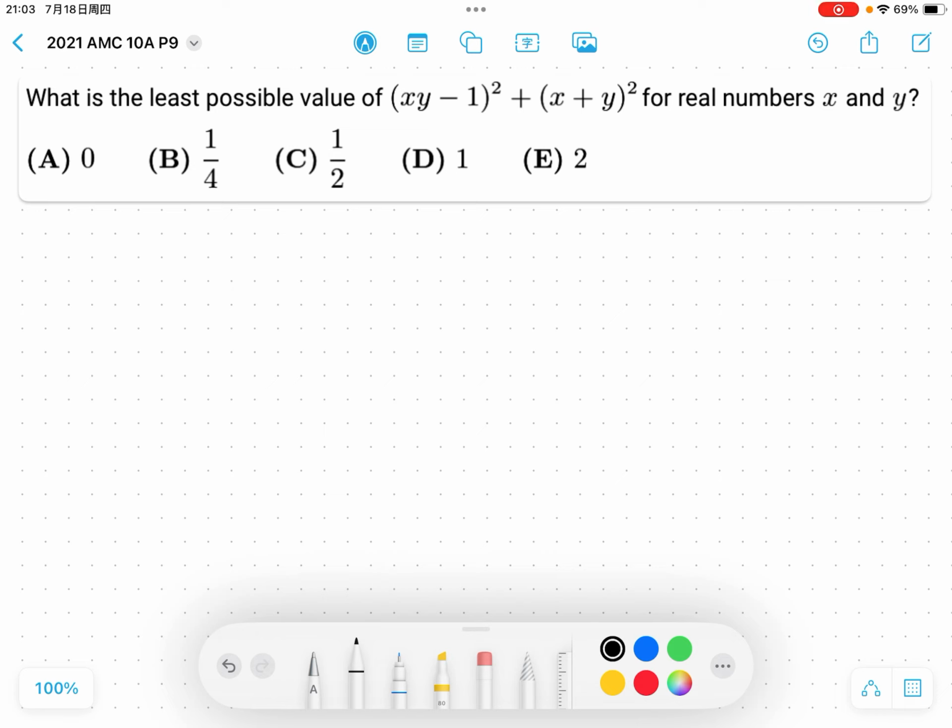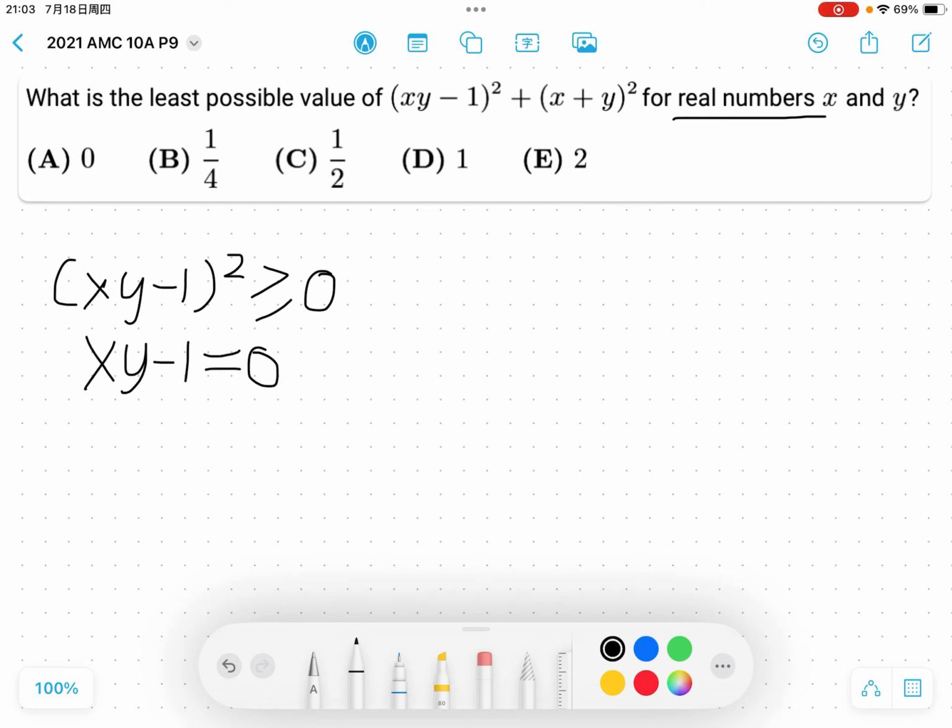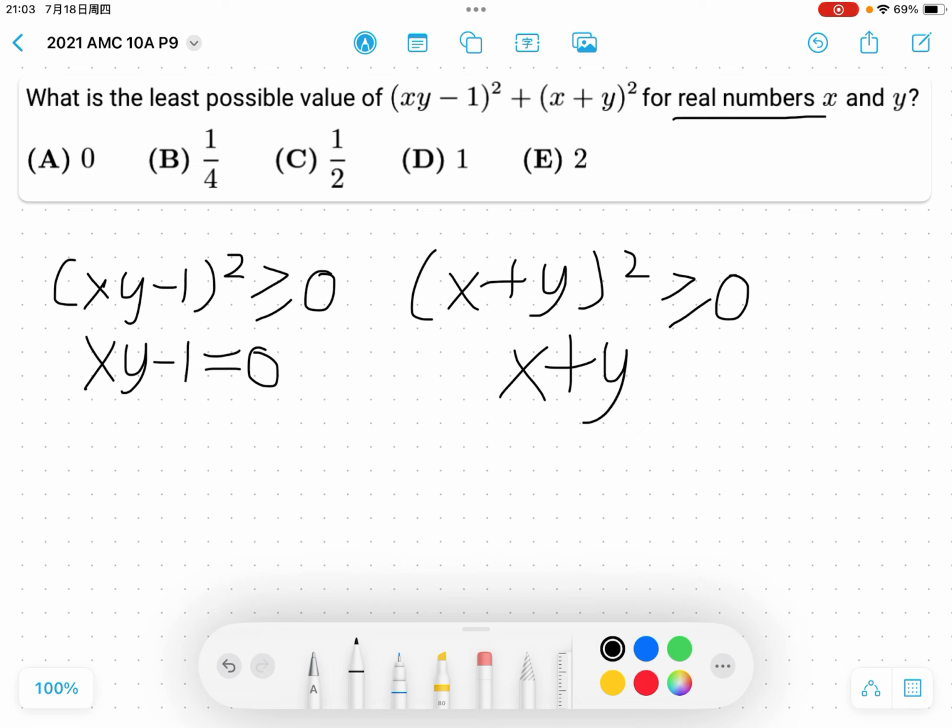Well, there are two methods that we could try out. Let's try out the first one. The first one is that we know (xy - 1)^2 is going to be larger or equal to 0 because x and y are real numbers. So if we want to minimize this equation, we can let xy - 1 equal 0. And same for (x + y)^2, it's larger or equal to 0. To minimize the equation, we'll have x + y equals 0.